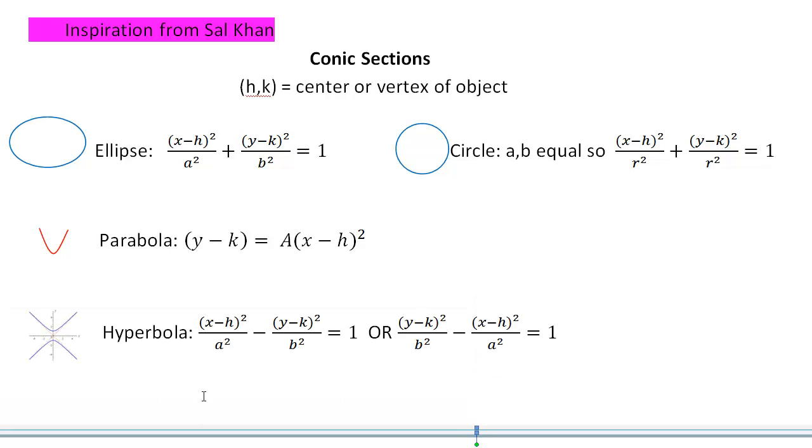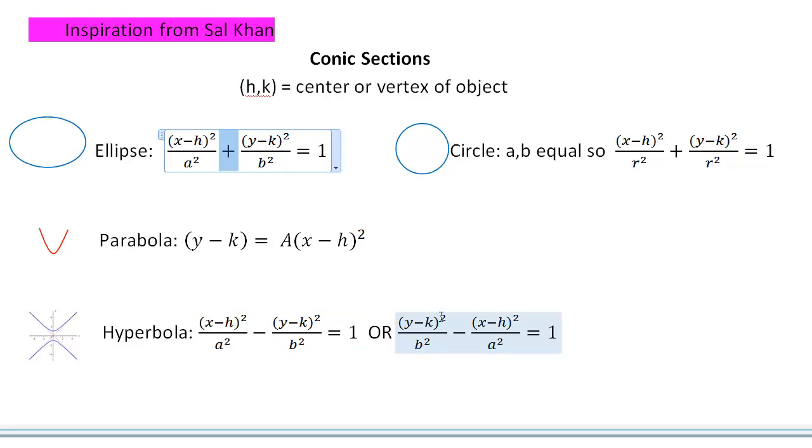And a hyperbola can actually be in two different forms, depending on whether it's opening up and down or left and right. And we'll talk about which is which in a minute. But I hope that you can see the similarity between these hyperbolas and the ellipse equation. In fact, there's only one difference, and that is the minus sign. You'll notice the hyperbola has a minus sign on it, whether it's up and down opening or left and right opening. The ellipse has a positive sign.